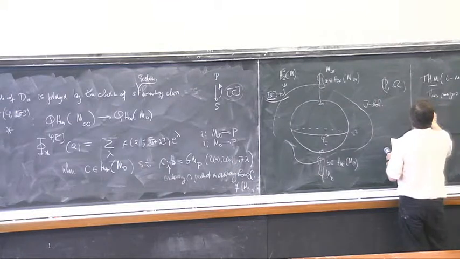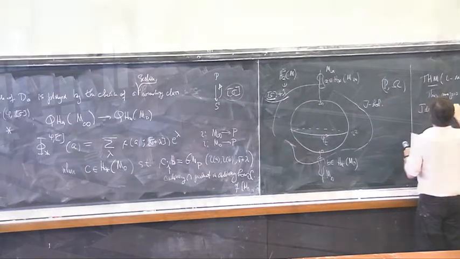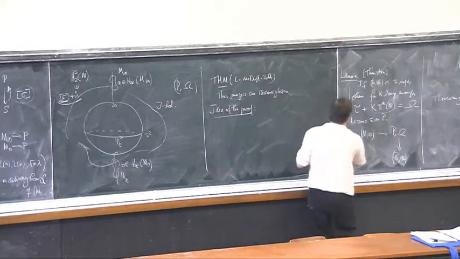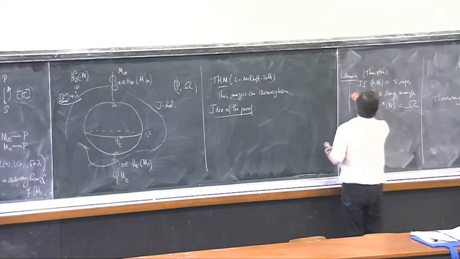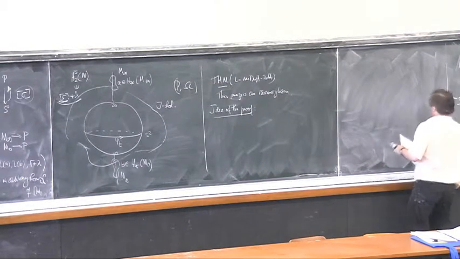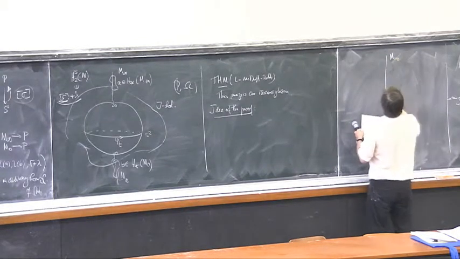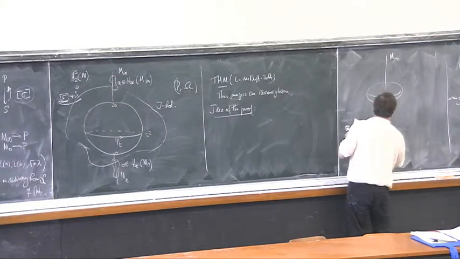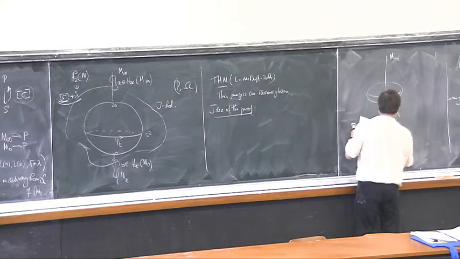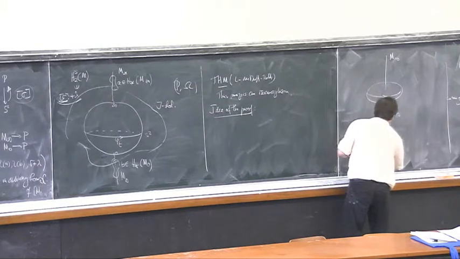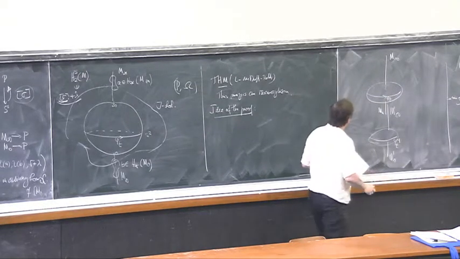The idea of the proof is the following. You start with M infinity, and then you have this first fibration with phi t. Then you have a second fiber, which is M0. And then you take a second fibration here with a fiber which is M infinity here and M0 there. Let's call it M0 prime and M infinity prime. And now you take phi t inverse. So you have these two fibrations.